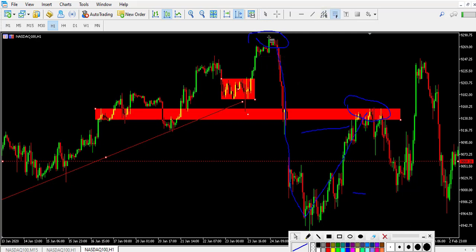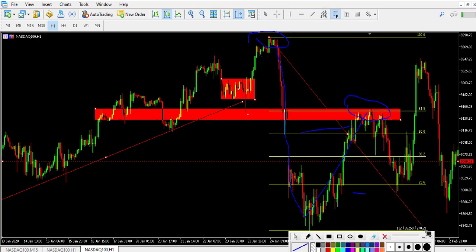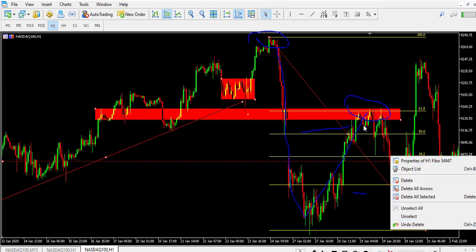You also put a Fibo retracement level. You will see that it is exactly at the 61.8 Fibo retracement level.